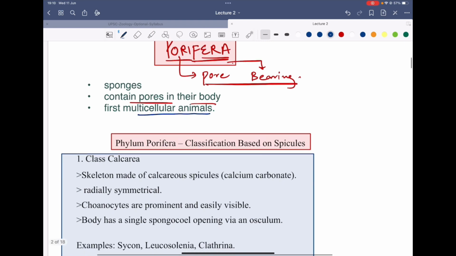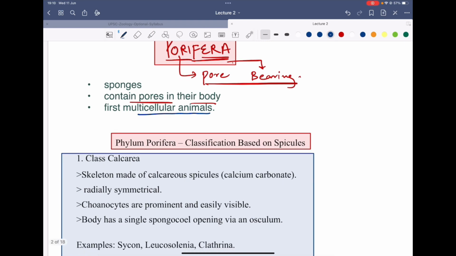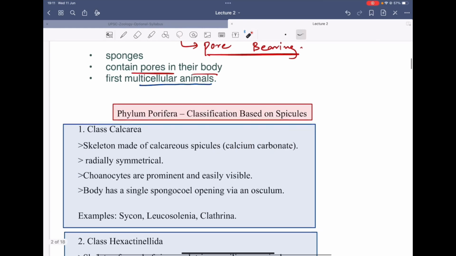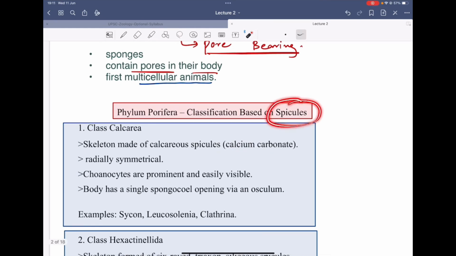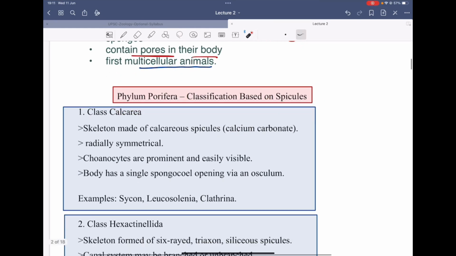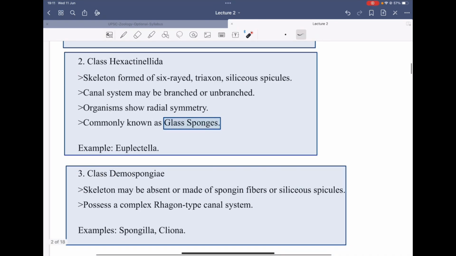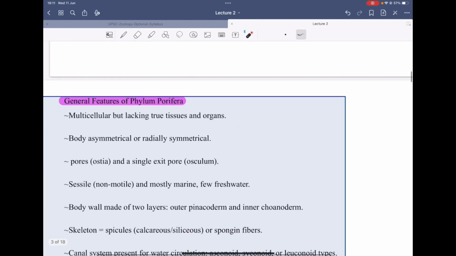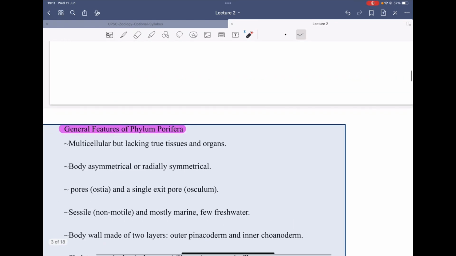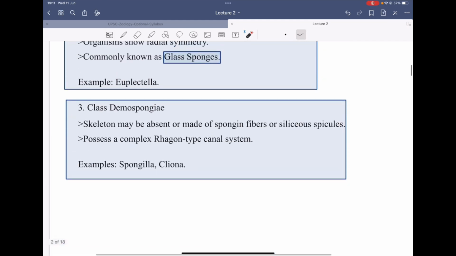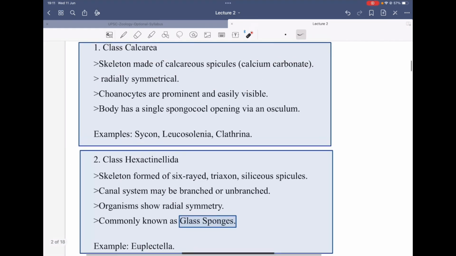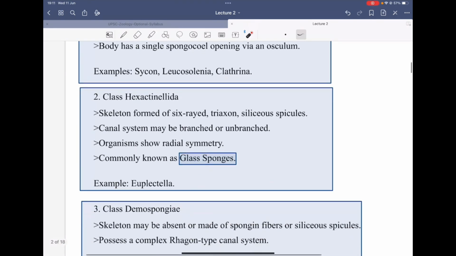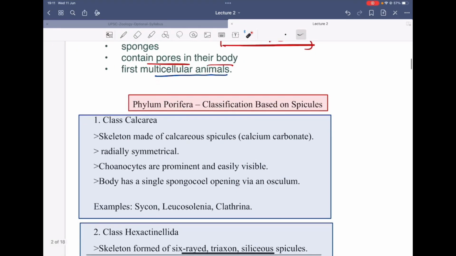In the phylum Porifera, we have different classes, and the classification is based on the spicules. So on the basis of spicules, the phylum Porifera has been divided into three classes. We can discuss the general features first and then the classification, but it's okay, let me explain it here only. So we have three classes.